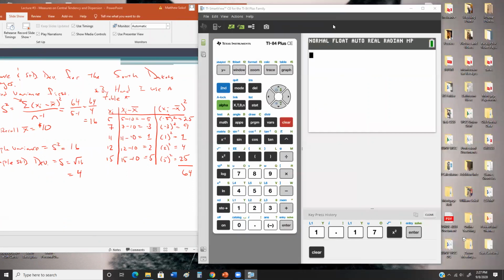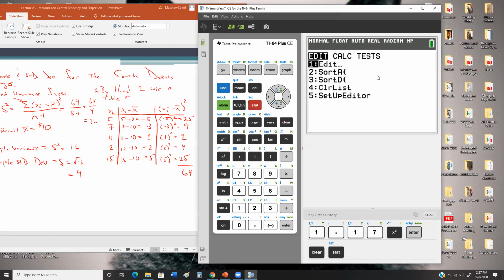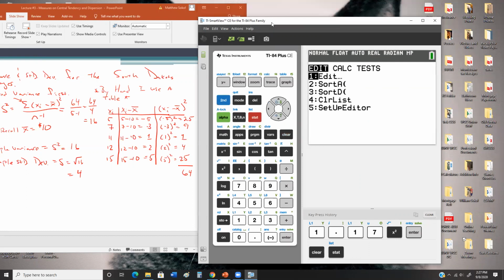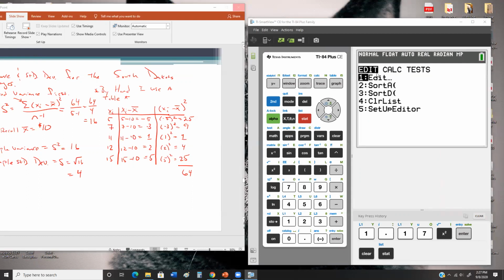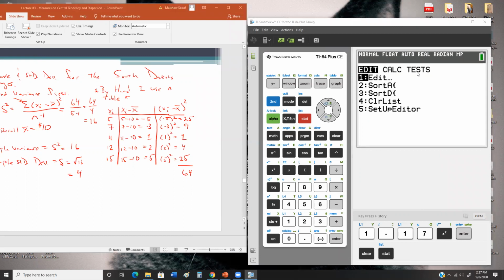Okay, good. All right, so this is stats class. So the button we're going to use the most if you want to follow along is this stat button right here. So everybody click the stat button on your calculator. What you'll see next up at top is 3 things: edit, calc, and tests, okay? We're gonna use calc a little bit. We're gonna use tests a bunch, but under number 1, edit, this is how you're gonna input data into your graphing calculator. So number 1 selected is edit. You wanna just hit enter right here.